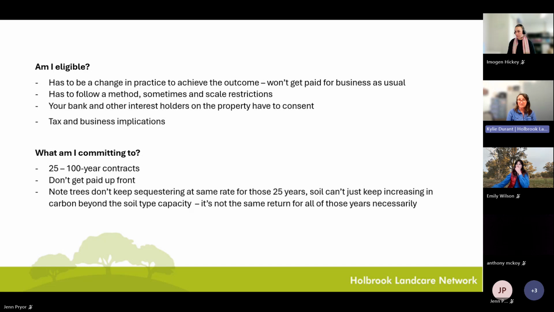It's 25 years, which is becoming more common, but it's 25 to 100-year contracts. Realise you don't get paid up front. It's not like, I'll do my project and I get all my money. There is ongoing reporting over that 25 years, and it's not necessarily the same amount of money every year either. It changes the rates over those years. It's about the actual sequestration of carbon. In the trees, you can look at models and know that going forward. Soils, it's not so obvious. So it's a big commitment.